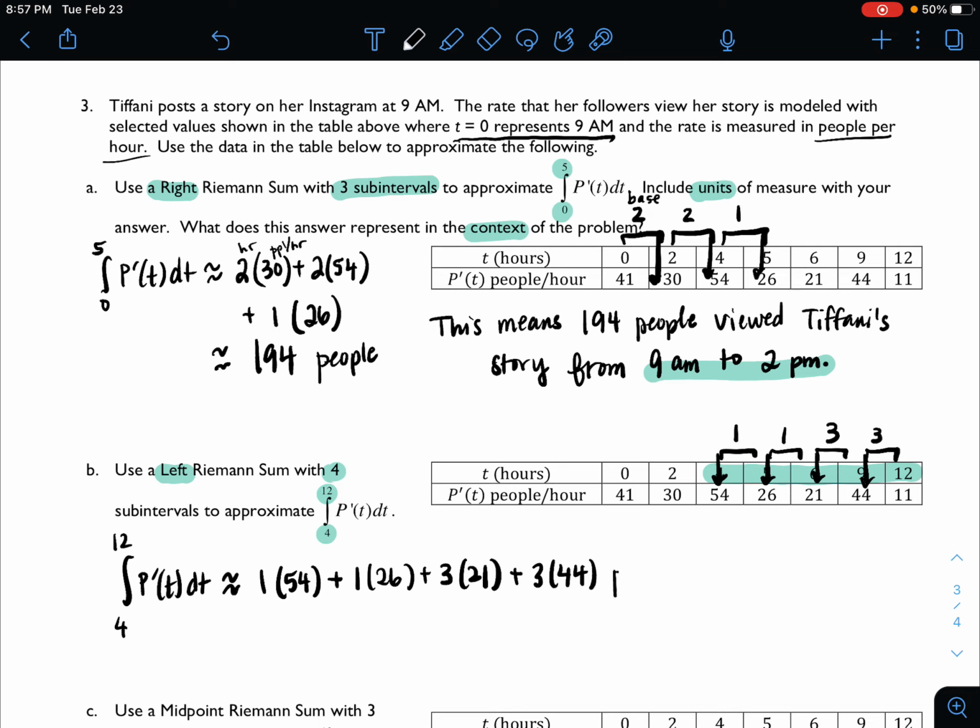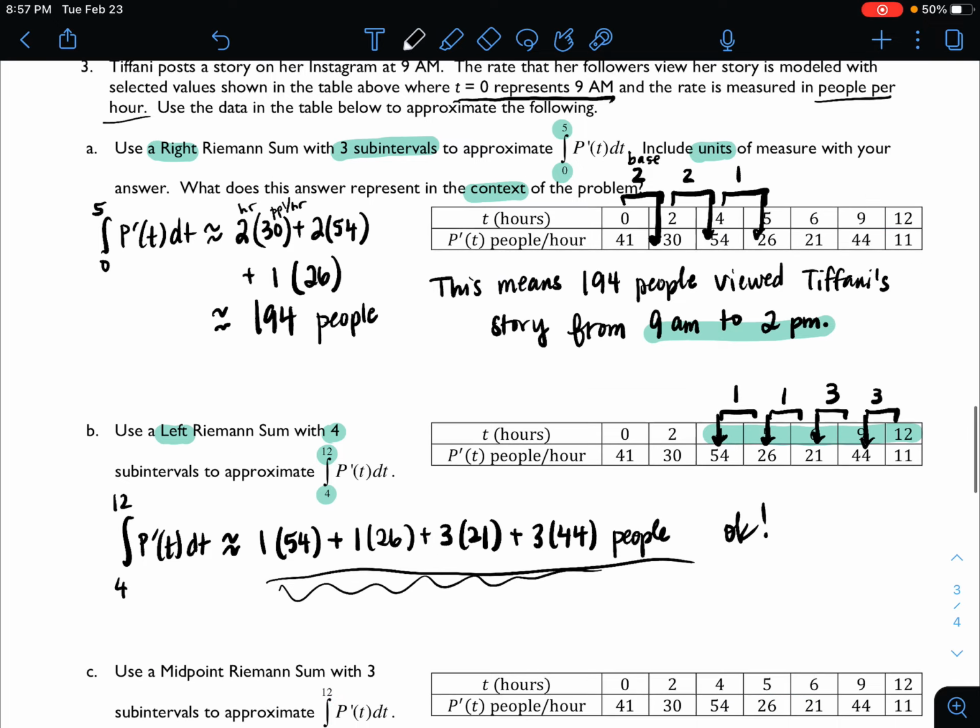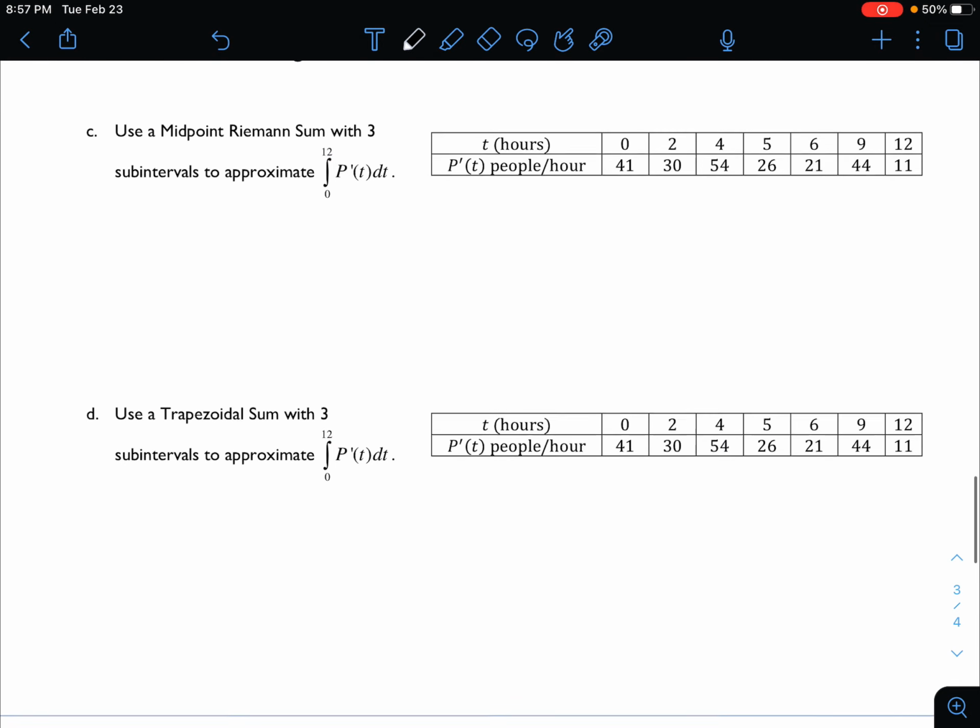And then as long as I put units at the end here, this would be an okay answer on the AP test. Once again, I want to emphasize here, it's super important that you show a sum of products like we have here, a sum of products. So we're showing that we're doing the area there. And this is an okay way to leave your answer.